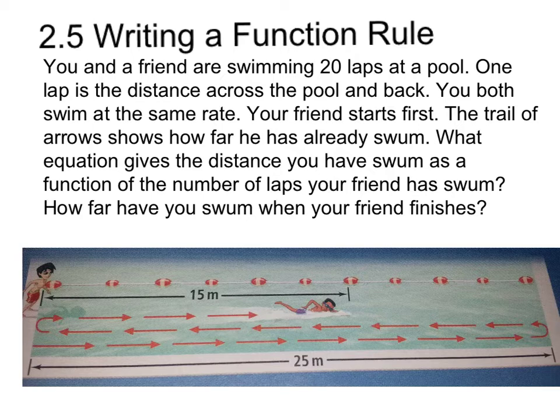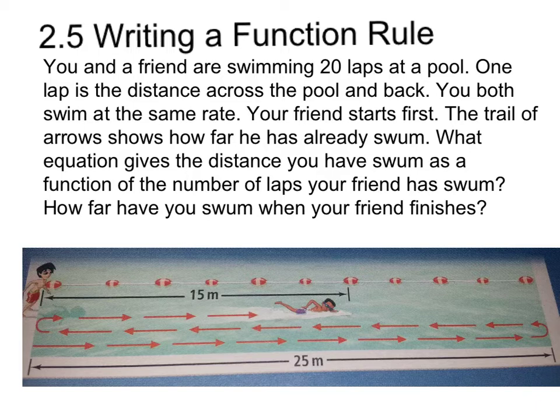What equation gives the distance you have swum as a function of the number of laps your friend has swum? How far have you swum when your friend finishes? So let's look at our picture first. Here's your friend. Your friend has gone down and back. That's one lap. And then has gone 15 meters more. So how much farther is your friend right now than you? 25 down, 25 back, and then 15. Your friend is 65 ahead of you.